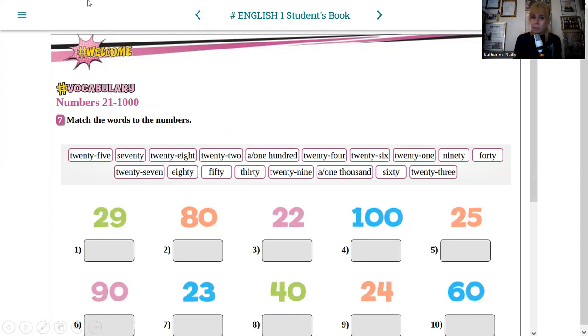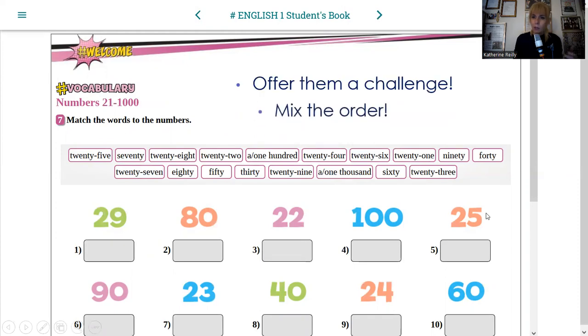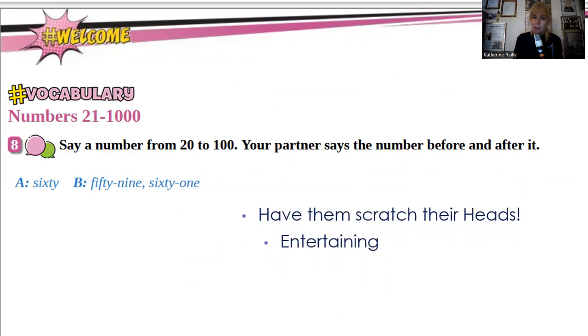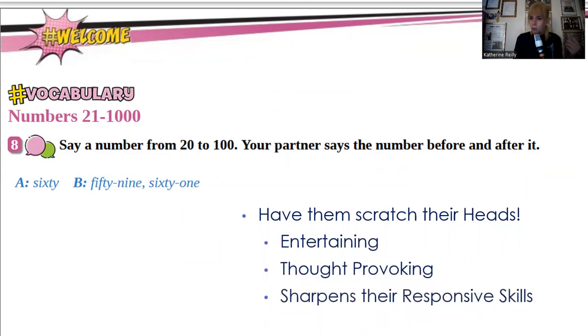So you're offering them a challenge in such a way that you can mix the order and make it a bit more difficult for them. Now, how about games? Say a number from 20 to 100, and your partner says the number before and after it. You know how difficult that is for kids? So have them scratch their heads because it's also entertaining and it's thought-provoking. What we want is to sharpen their responsive skills so that they can do this impulsively.